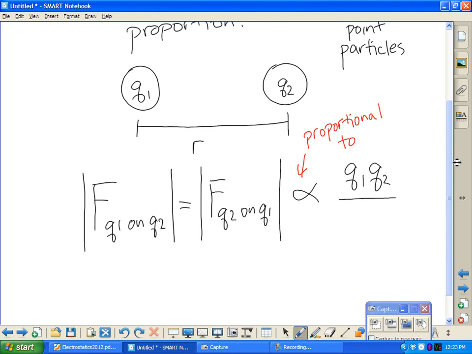That is, if you double Q1, the force doubles. If you double Q2, the force doubles. If you double both Q1 and Q2, the force increases by a factor of 4. Likewise, if you halve. But that's not the only term in the proportion. We would say that the electrical force is directly proportional to the product of the two charges and inversely proportional to the square of the distance between them.